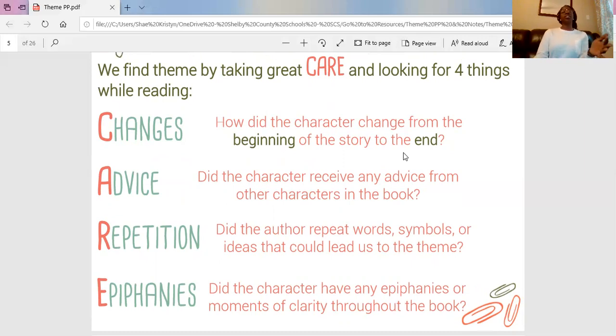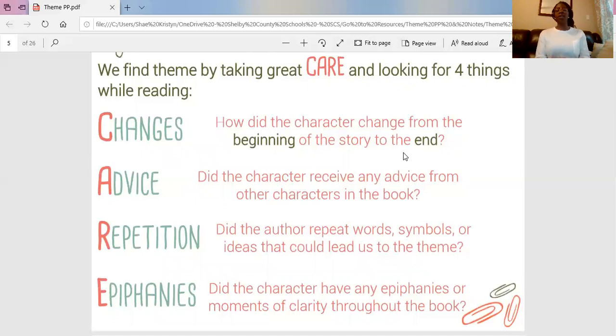Then we want to look to see if there is any advice given in the passage to the character. So maybe somebody's telling the character to slow down, just some kind of advice, but the advice should pertain to the lesson or the theme of the story. So the advice should help you make sense of the theme.